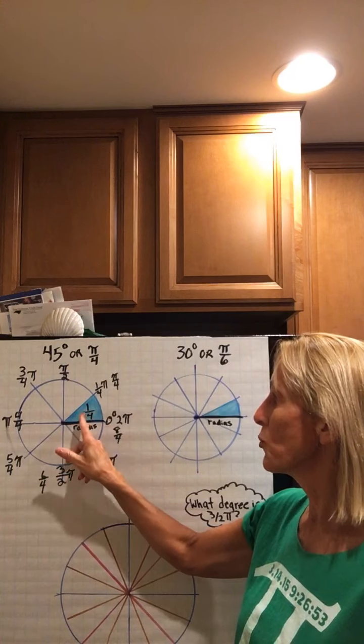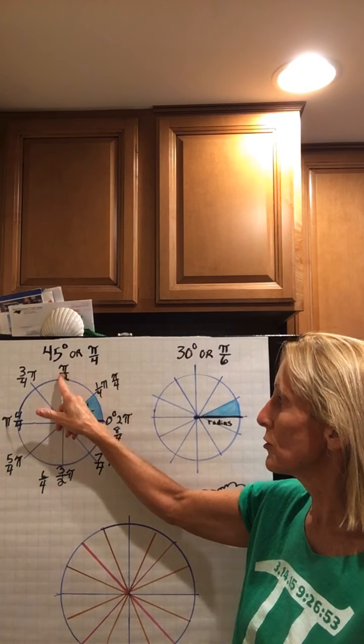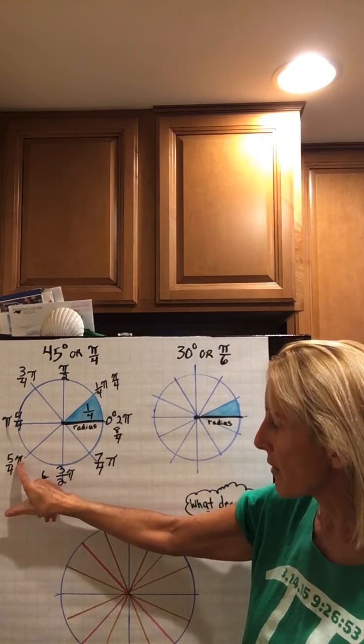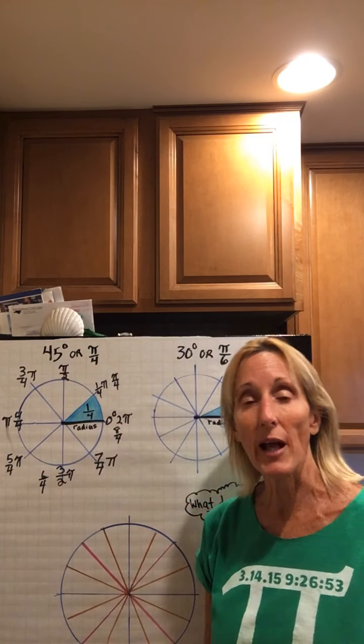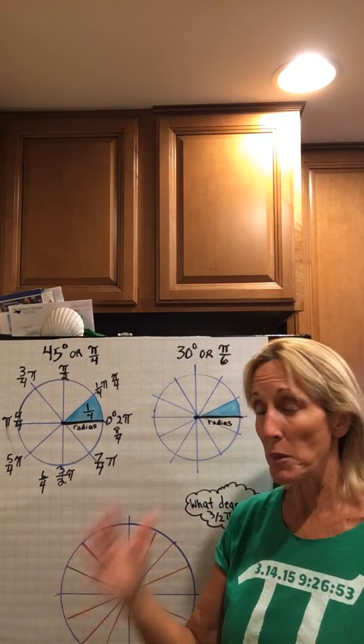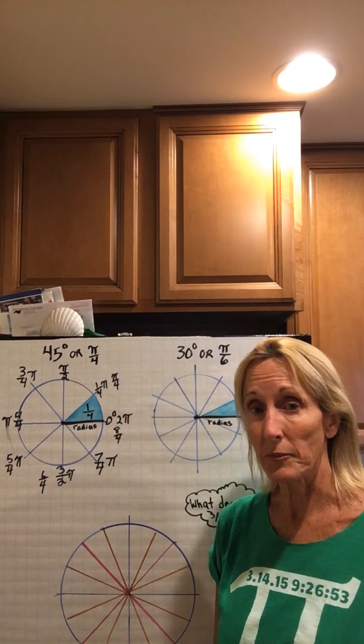I just think of it as 1/4 pieces, so 1/4, 2/4, 3/4, 4/4, 5/4, 6/4, 7/4, 8/4, and we just filled it out in radians. Just remember there's a pi in your answer.